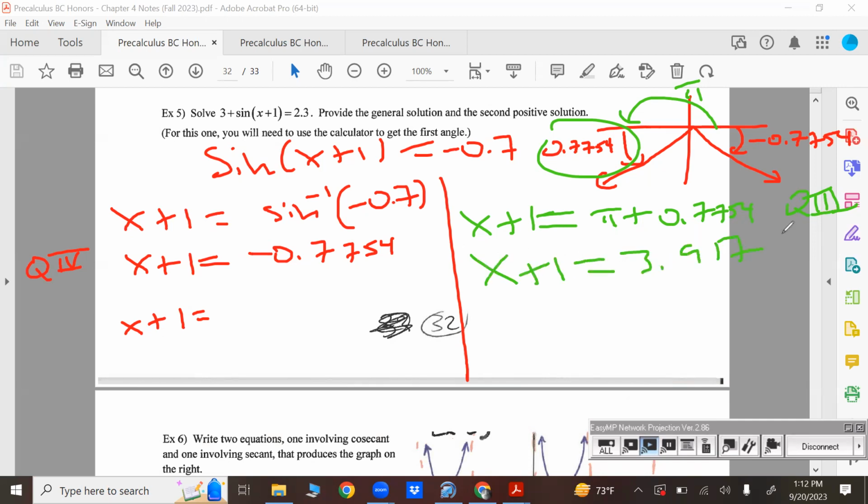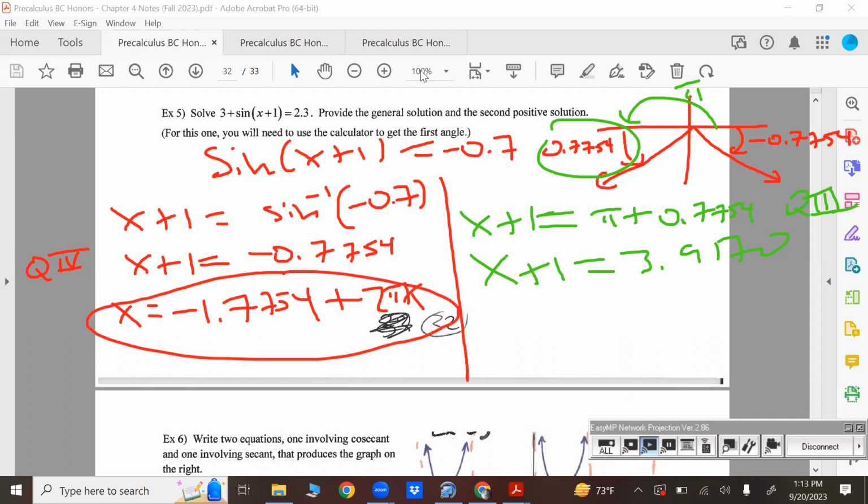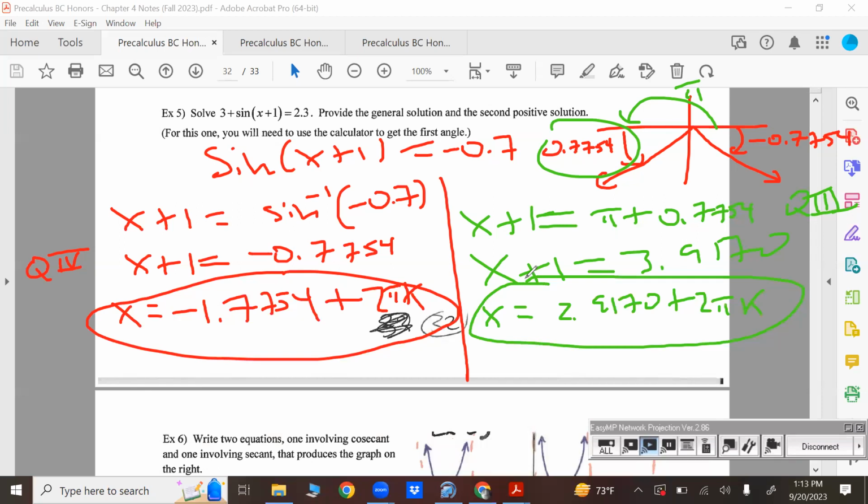3.9170. So then when you work this out, x will equal negative 1.7754, plus 2 pi k. And for this one, I'll subtract the 1, which will be 2.9170, plus 2 pi k. So those are your general solutions. And I will not dare to consolidate that. I'll just leave it like that.